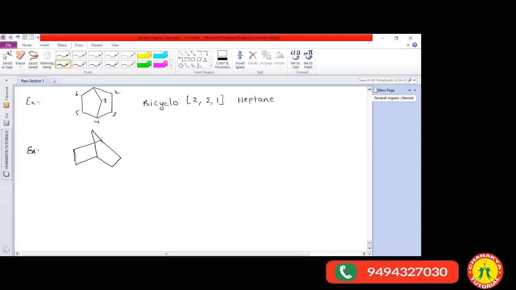Sir, we can start the numbering from the bridged carbon atoms. Okay, from here we can start. 1, 2, 3, 4, 5, 6, 7 carbon atoms are there. Is it bicyclo 2, 2, 1 heptane? Bicyclo 2, 2, 1 heptane. It is correct, Aditi. Both the structures are similar, no? Yes, above one and below one. Okay, and a small change in this one. I'll give one more structure.